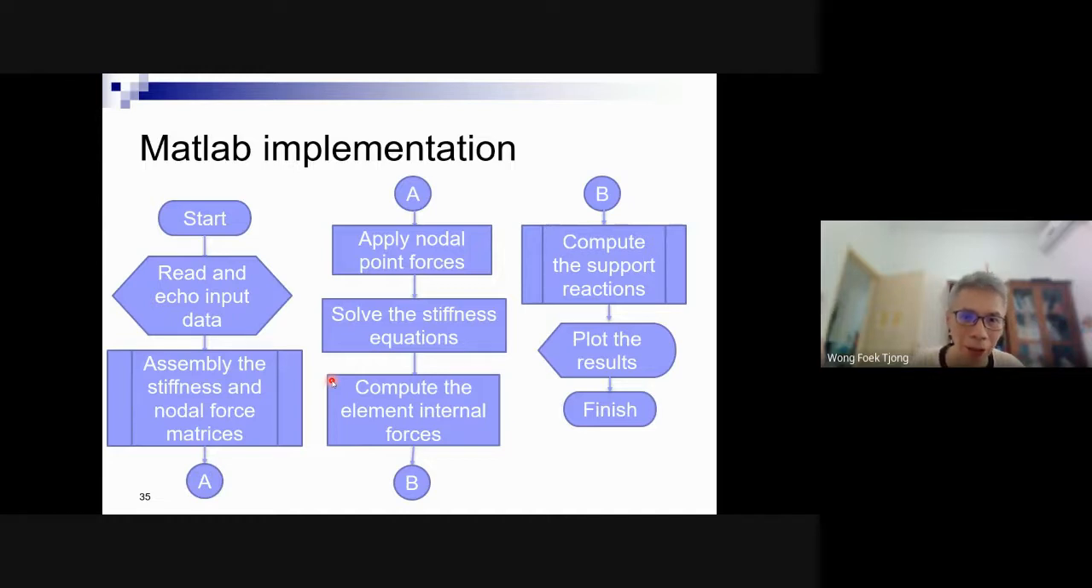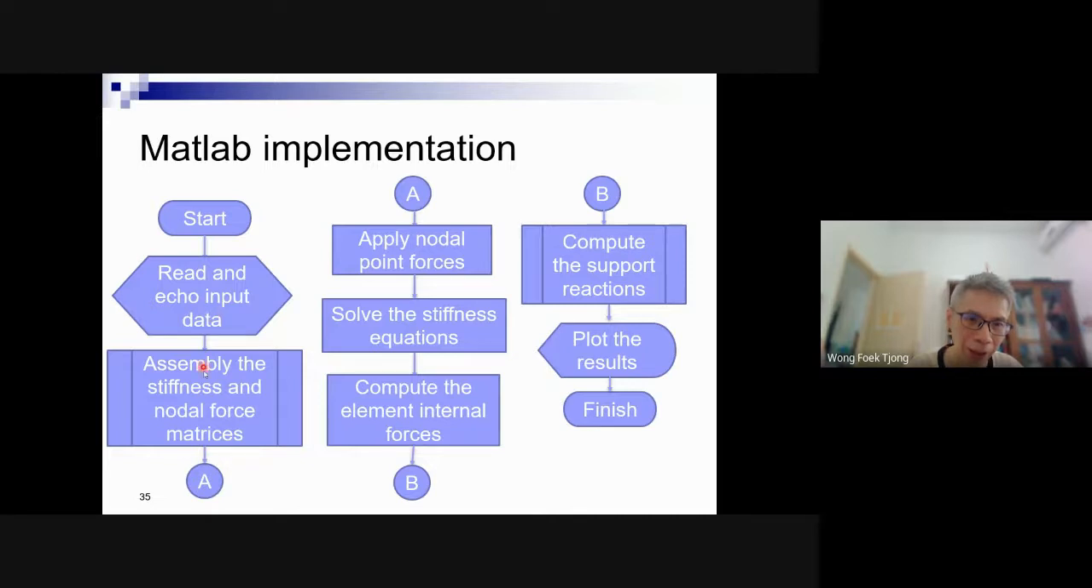Okay, the logic, or the algorithm, is like this. Start. It means we have to prepare the data. What data? Geometrical data: the coordinates, connectivity, and material properties. Okay, material data, and then loading data. The loading can be forces, can be prescribed displacement, or later can be temperature. And then the program will read and prepare the data for subsequent analysis.